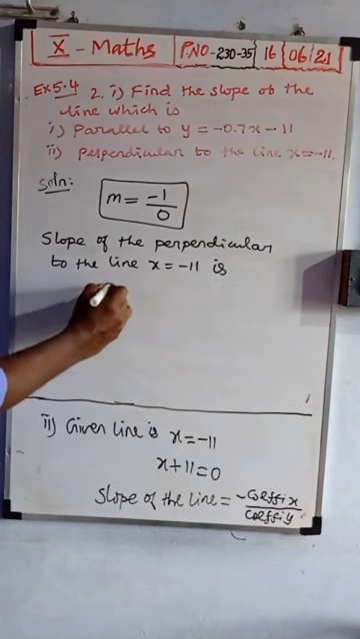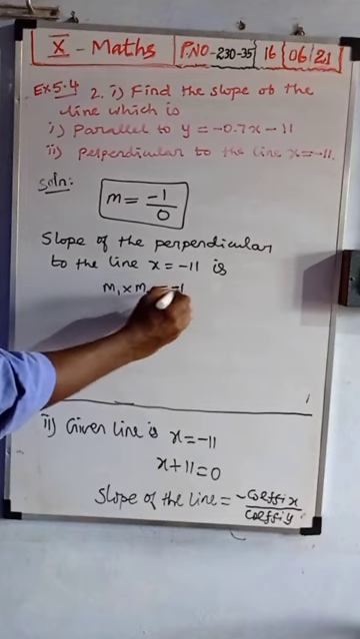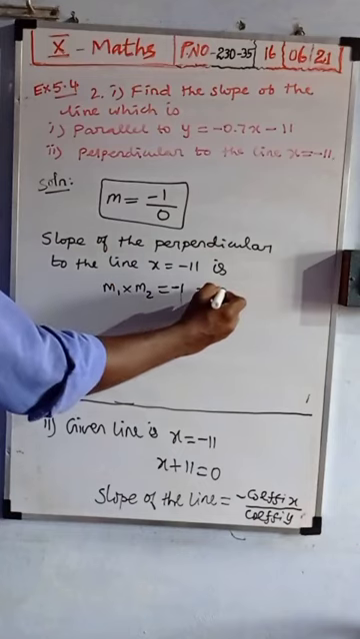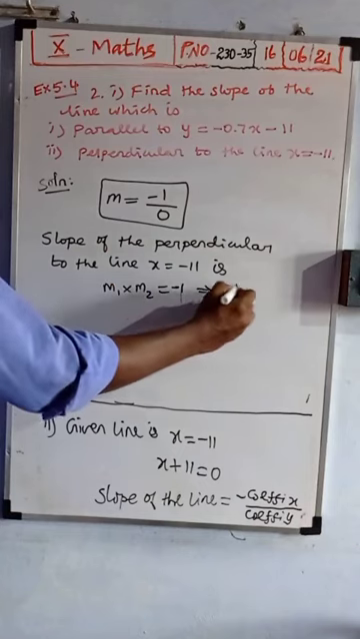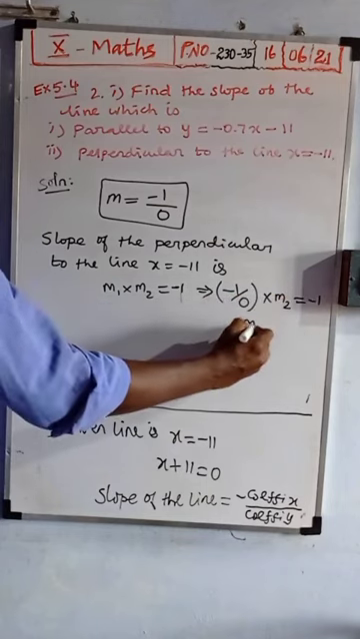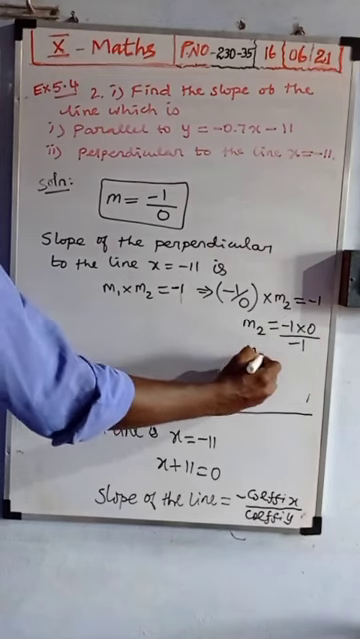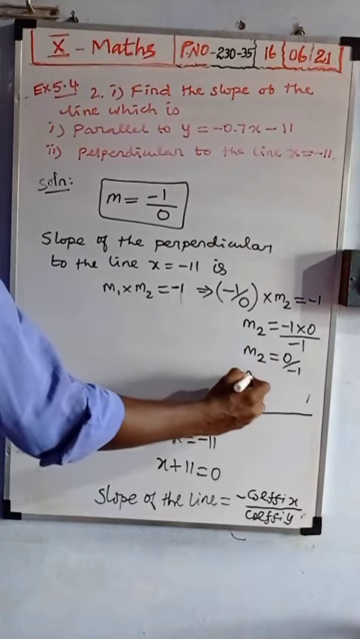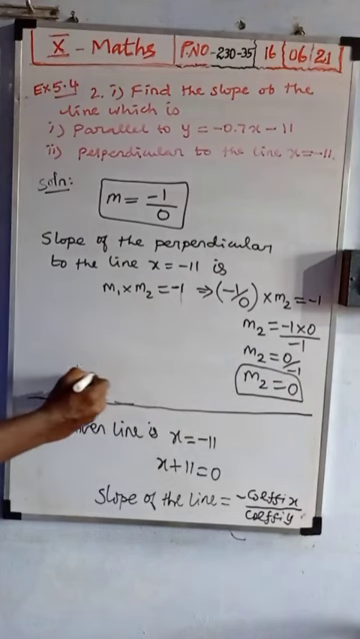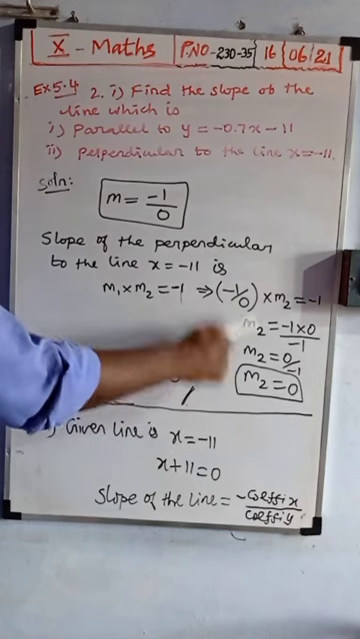Here m1 into m2 is equal to minus 1. Using this condition, two lines are perpendicular, and this is called m1. So m1 is minus 1 by 0, into m2 is equal to minus 1. Now m2 is minus 1 into 0 divided by minus 1, so m2 is 0 by minus 1. 0 by anything is 0. Therefore the slope is 0.